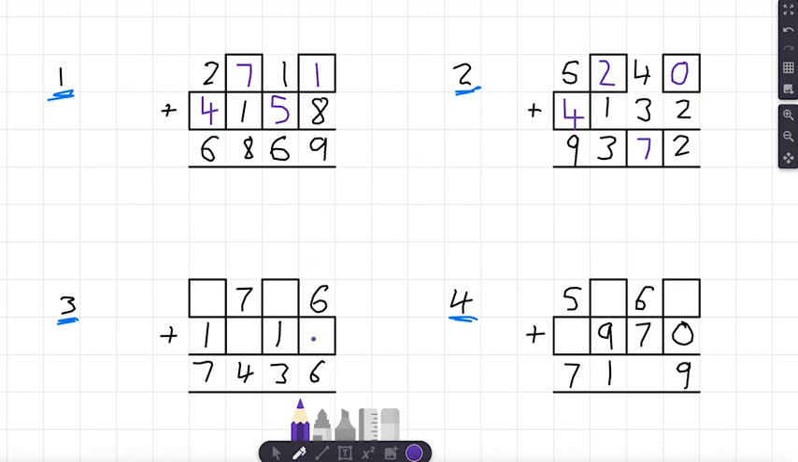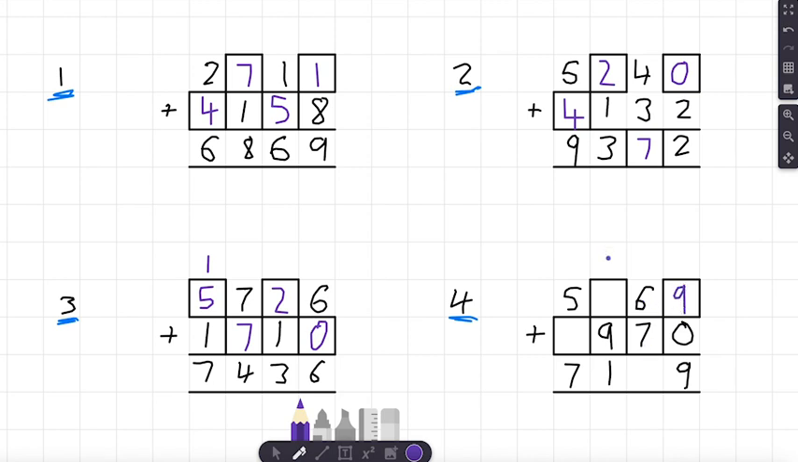On to question 3, 6 and 0 gives us 6, and 2 and 1 makes 3. Here we've got 7 and something gives us 4, so this must be 14. And we must have 7 plus another 7 gives us the 14. And then into the thousands column, we have the 1 and 1 is 2, plus the 5 makes 7,000 at the bottom there. And now the last one, we have 9 and 0 is 9.